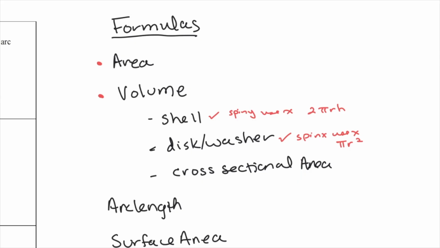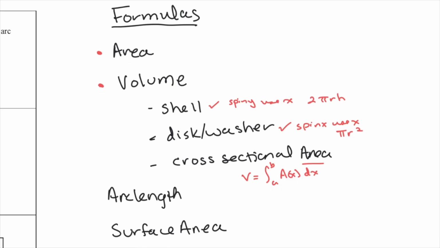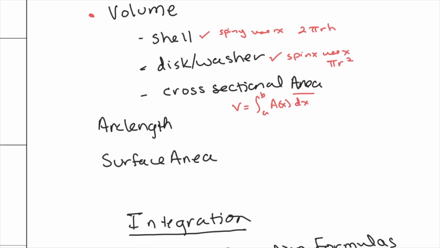Cross-sectional volume. Know that the volume is the integral from A to B of the area. Now if you're cutting on the x-axis, that area is with respect to x. If you're cutting on the y-axis, it's with respect to y.